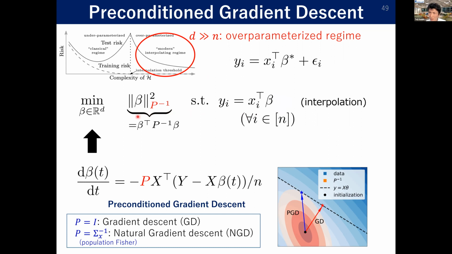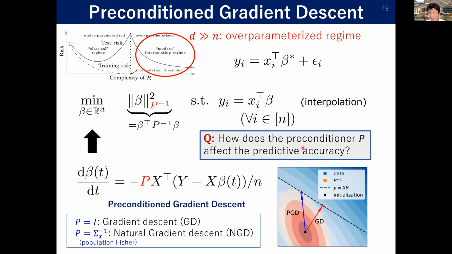In usual settings, we consider the Euclidean norm, but we consider more general settings where P, a positive definite symmetric matrix, is coming here. So we consider a more general matrix. This solution corresponds to the solution obtained by preconditioned gradient descent. Suppose that we start from the origin, then we optimize the parameter using this preconditioned gradient descent, and the obtained solution becomes like this. If P is identity, this is gradient descent. And if P is the inverse of the variance-covariance matrix, it is called natural gradient descent. Here we consider the population version of the variance-covariance matrix. So the question is, how do we choose the preconditioner P? What is the optimal P?